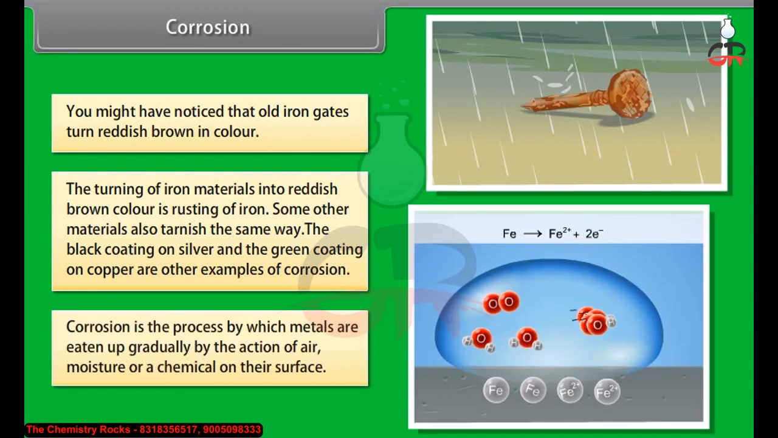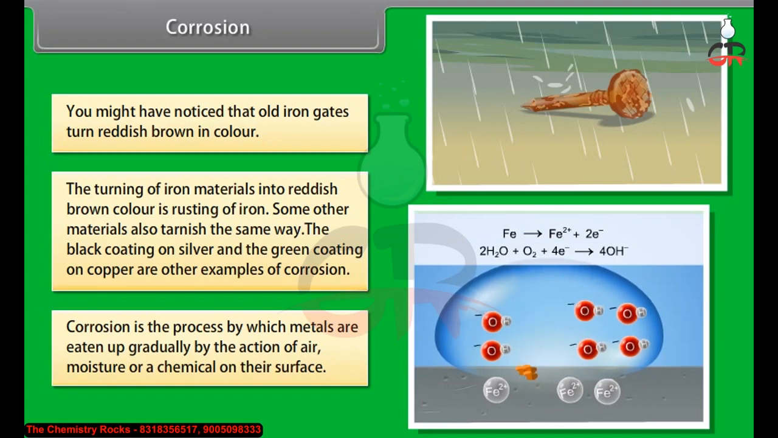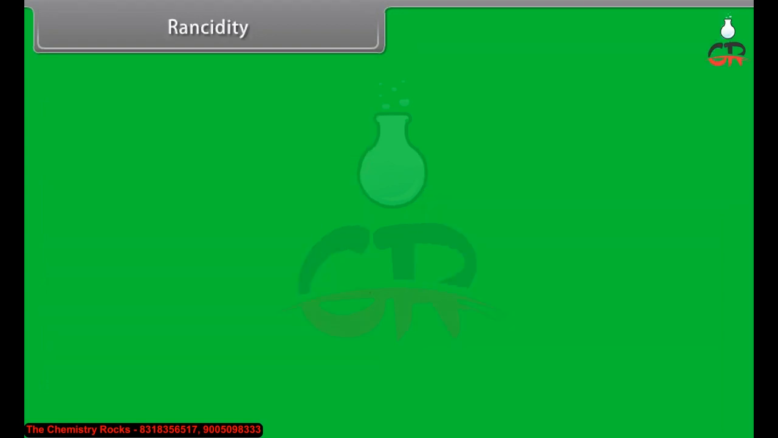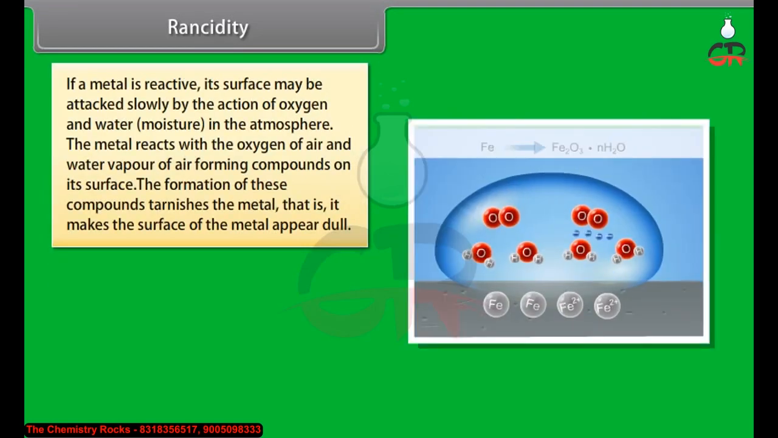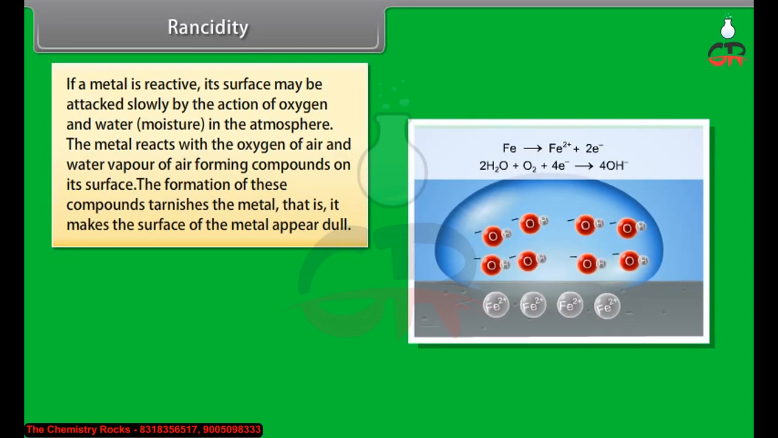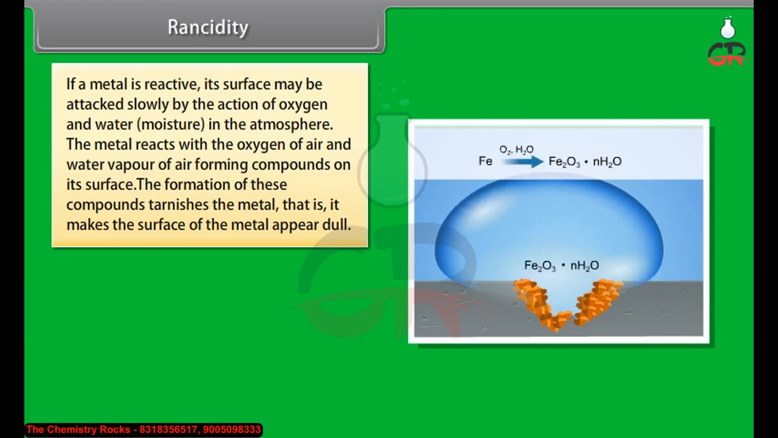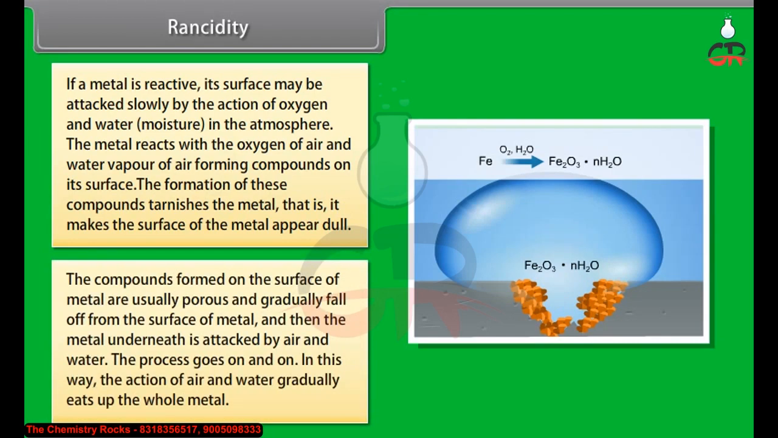Corrosion is the process by which metals are eaten up gradually by the action of air, moisture, or a chemical on their surface. If a metal is reactive, its surface may be attacked slowly by the action of oxygen and water in the atmosphere. The metal reacts with the oxygen of air and water vapor of air, forming compounds on its surface. The formation of these compounds tarnishes the metal, that is, it makes the surface of the metal appear dull. The compounds formed on the surface of metal are usually porous and gradually fall off from the surface of metal, and then the metal underneath is attacked by air and water. The process goes on and on. In this way, the action of air and water gradually eats up the whole metal.